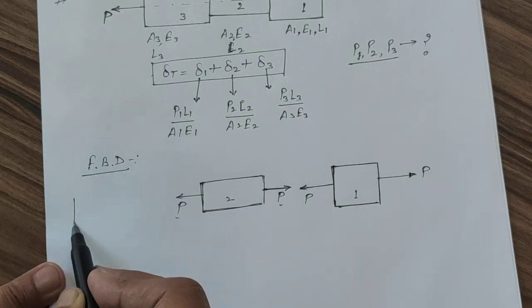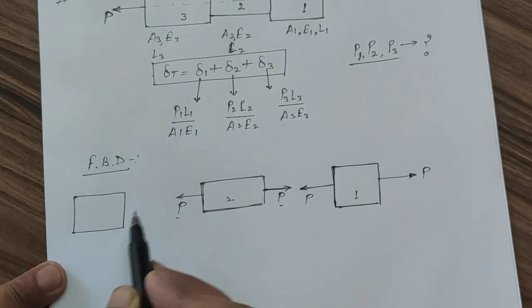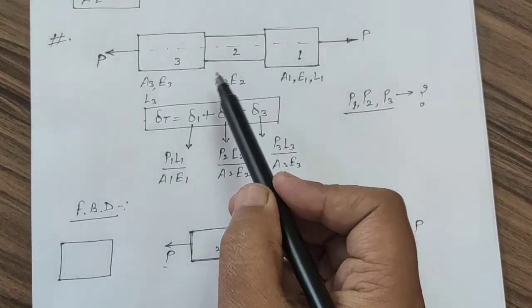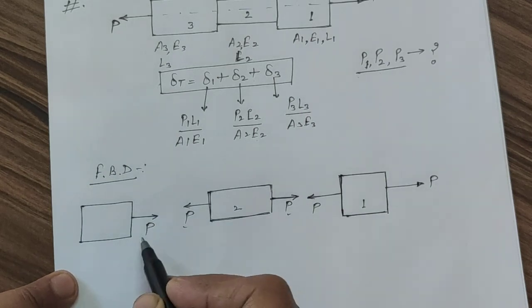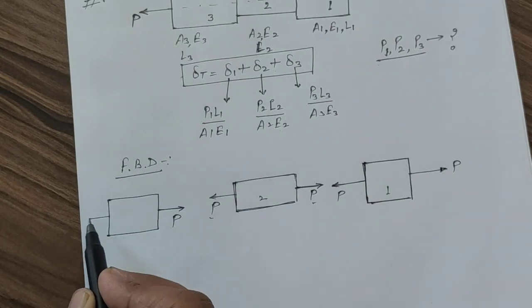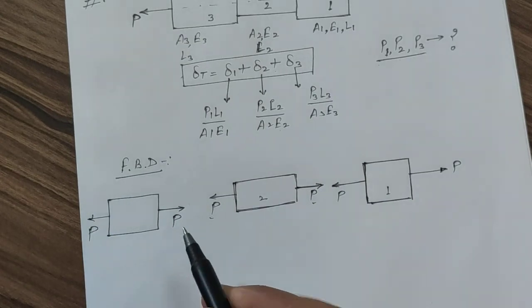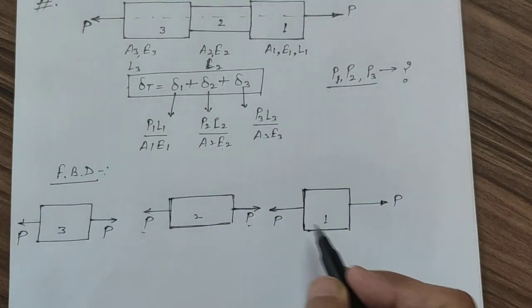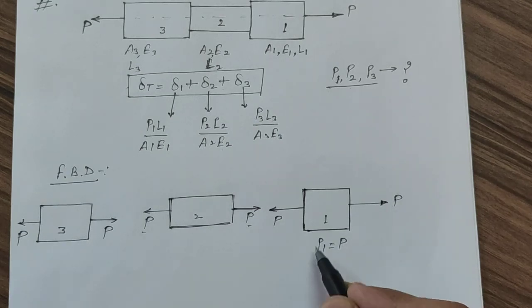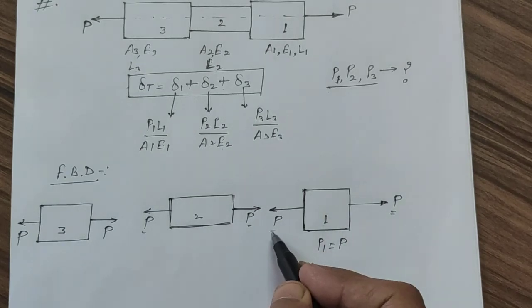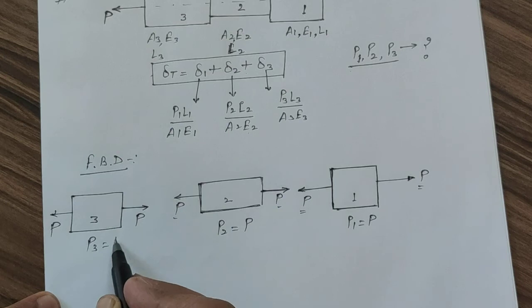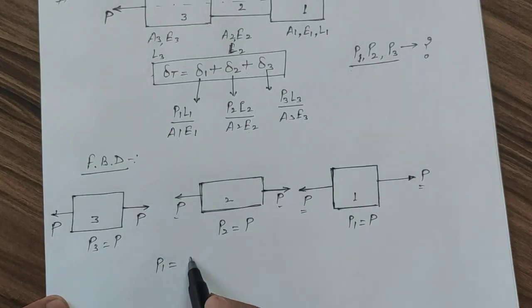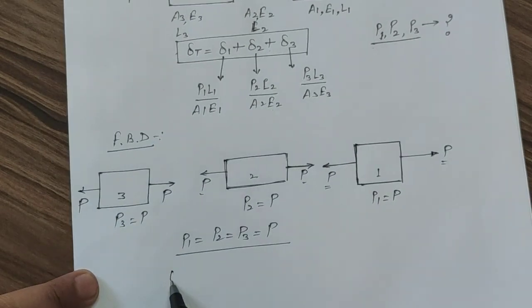Now the third member. In the third member again there is no force, meaning there will be one force opposite and equal in amount, and here the load P will act. Okay. So this is the three parts. So we can say P1, the load acting on member 1, is nothing but P, and P2 is nothing but P, and P3 is nothing but P. So we can say P1 equals P2 equals P3 equals P.